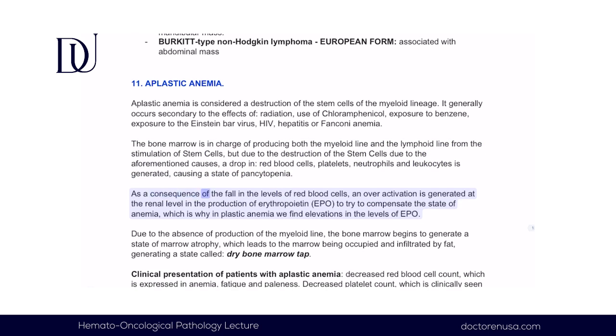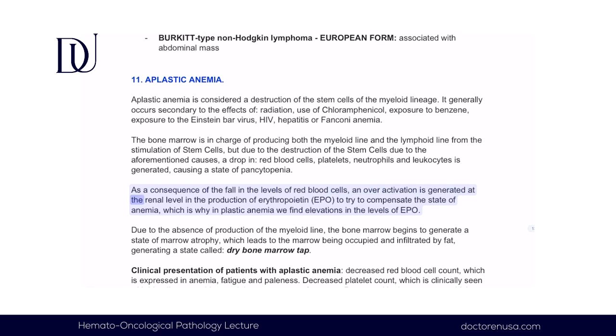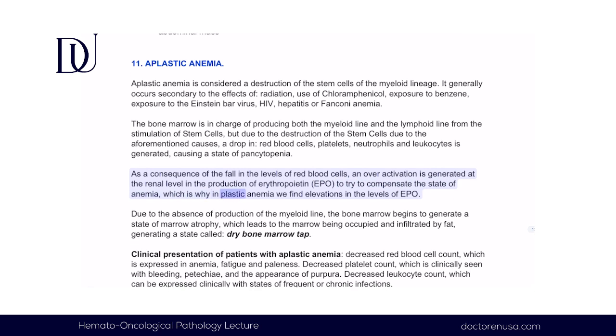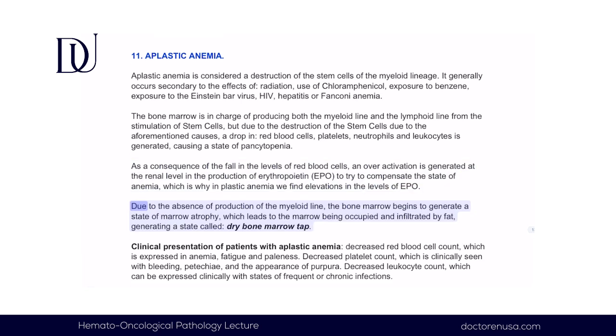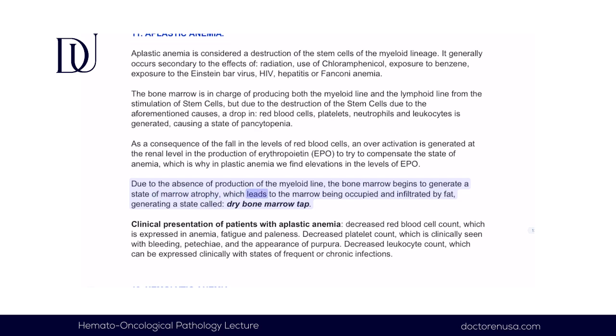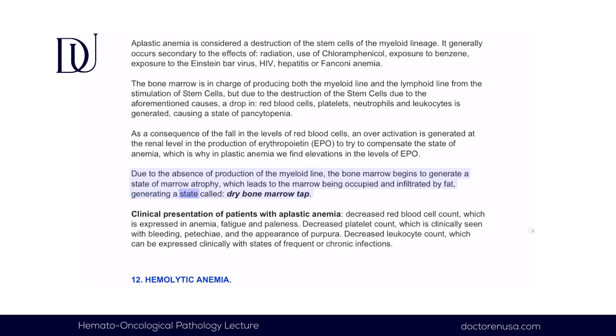As a consequence of the fall in the levels of red blood cells, an overactivation is generated at the renal level in the production of erythropoietin, EPO, to try to compensate the state of anemia, which is why in aplastic anemia we find elevations in the levels of EPO. Due to the absence of production of the myeloid line, the bone marrow begins to generate a state of marrow atrophy, which leads to the marrow being occupied and infiltrated by fat, generating a state called dry bone marrow tap.